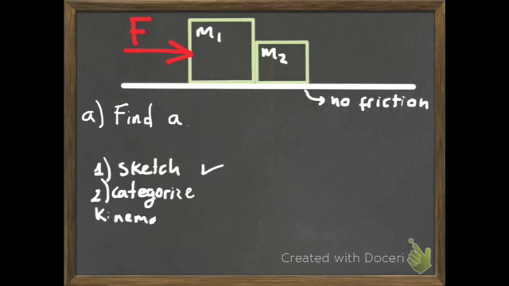Next thing will be to categorize the problem. Is this going to be a kinematics problem? You might be tempted to say that because there is a question about the acceleration. But notice that there is no information about the velocity, distance traveled by the blocks, time, none of that has been provided. So this is definitely not going to be a kinematics problem.